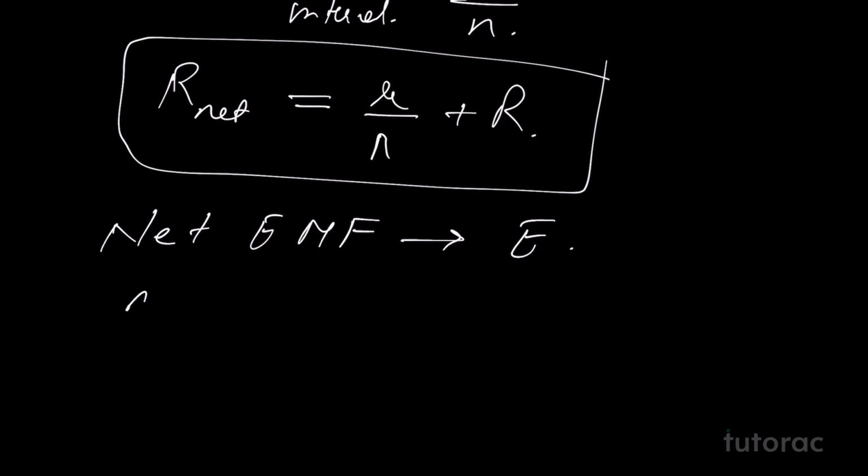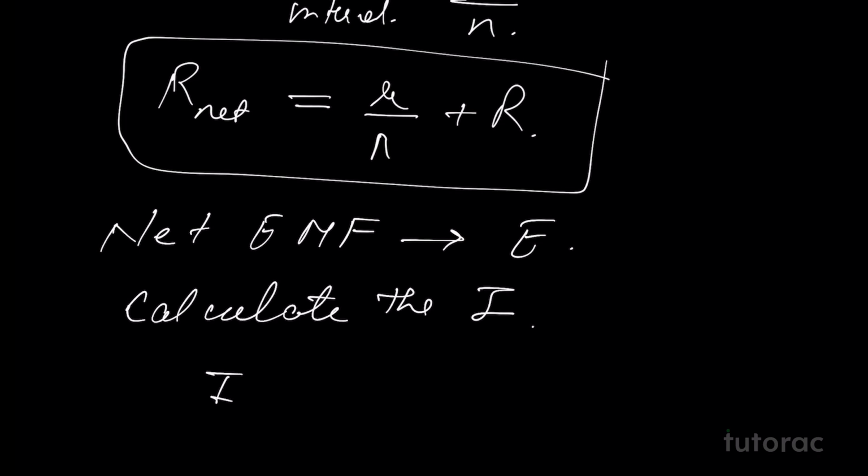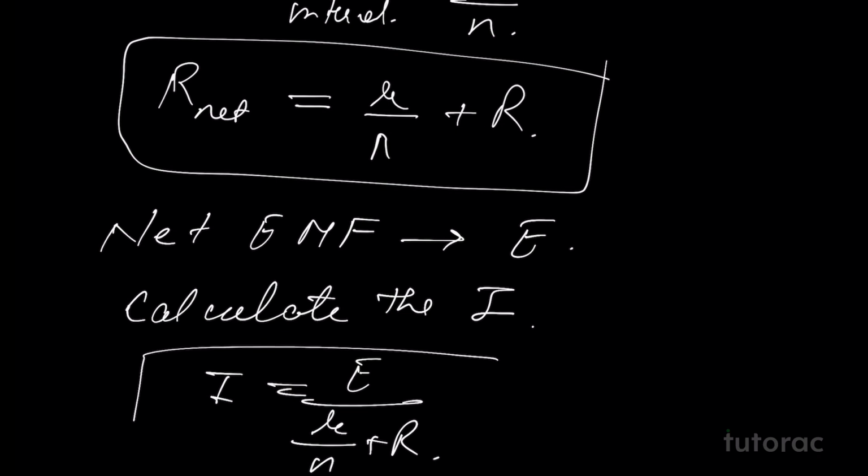Let's calculate the I. I equals E by R net. So E upon the net resistance, which is R plus small r by n. This is what we get as I in this case.